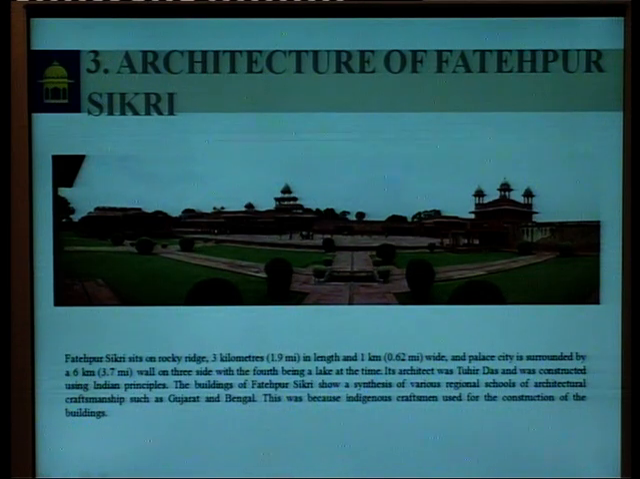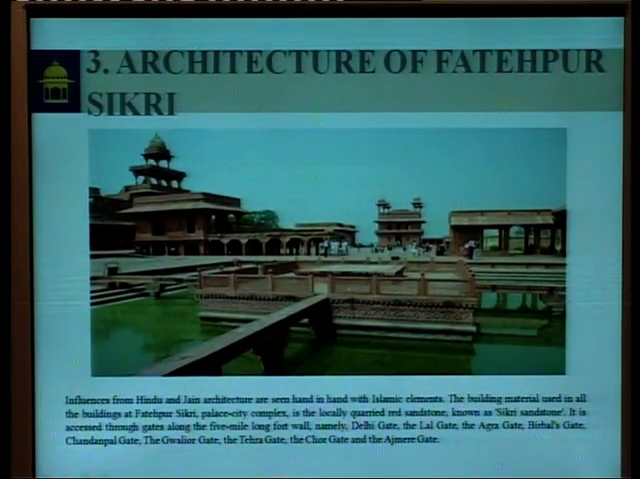So this was because indigenous craftsmen were used for the construction of the buildings. People from the entire region where Akbar had his way came down to build Fatehpur Sikri. Influences from Hindu and Jain architecture are seen hand in hand with Islamic elements. The building material used in all the buildings at the Fatehpur Sikri Palace City Complex is the locally quarried red sandstone. So the one unifying medium for all the buildings is the red sandstone, which is quarried locally. It is also known as the Sikri sandstone.